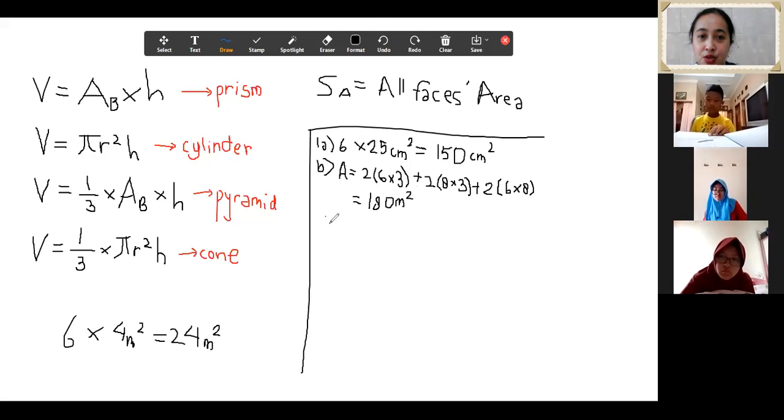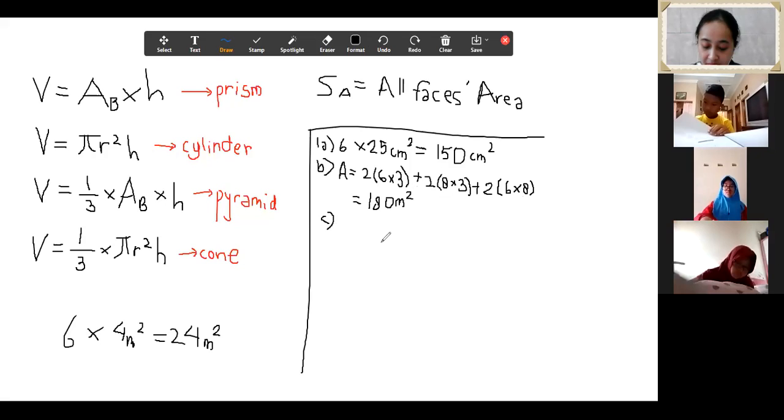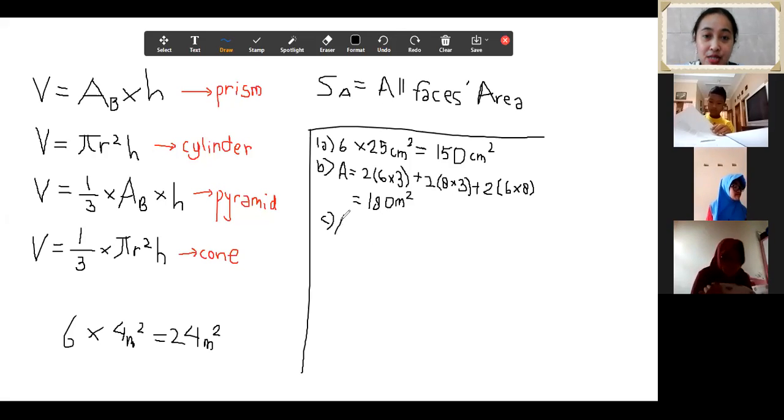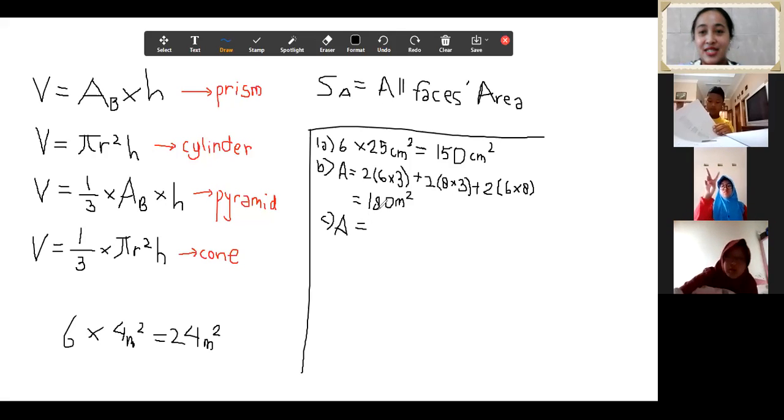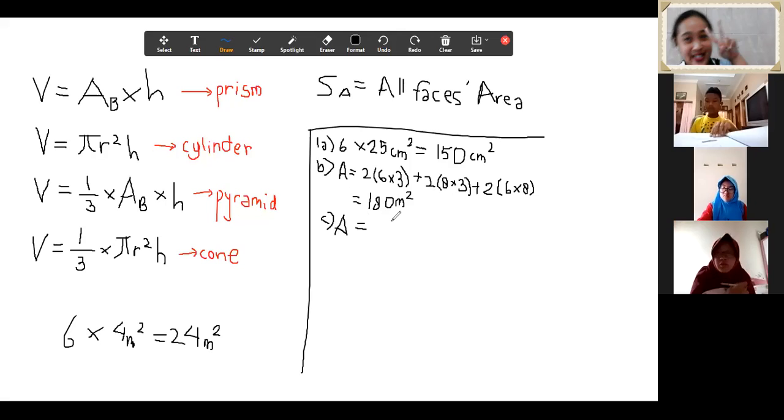Okay, now let's move to 1C. What kind of 3D shape is that? Rectangular prism. Okay, triangular prism, because the base and the top are in the form of triangles. My question is, how many triangles are there in the triangular prism? 2. Yes, that's right. 2 triangles.